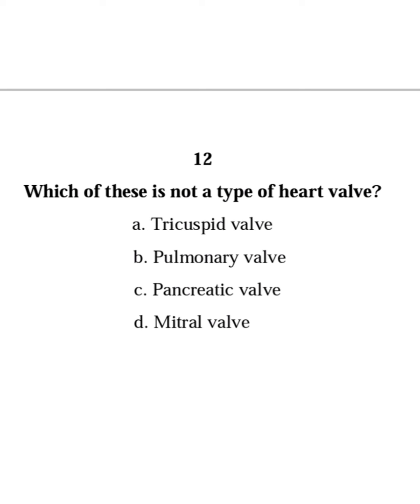Number 12. Which of these is not a type of heart valve? Tricuspid valve, pulmonary valve, pancreatic valve, mitral valve. The correct answer is C. So the pancreatic valve is not a type of heart valve.